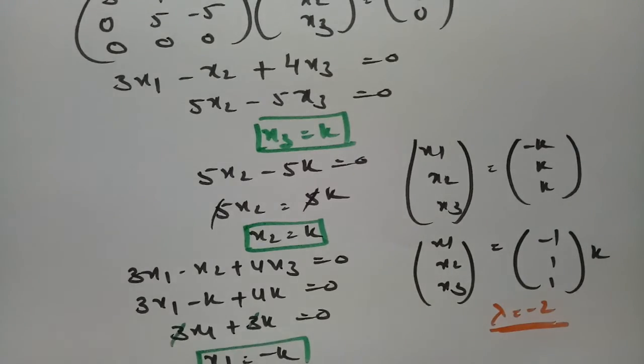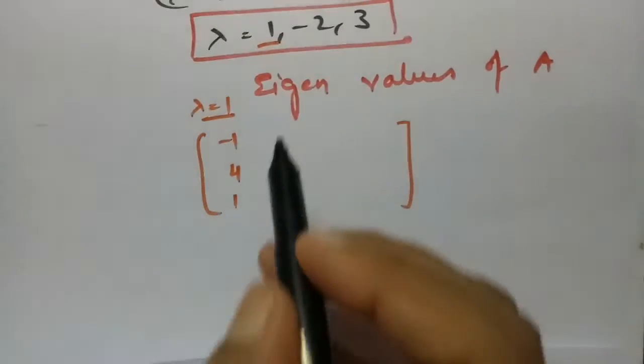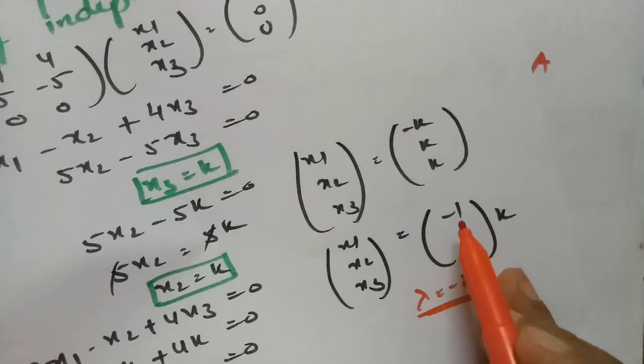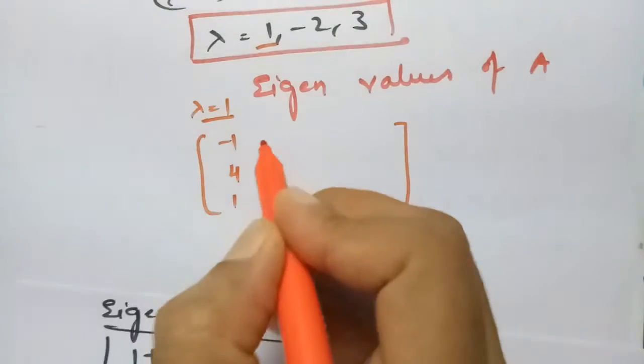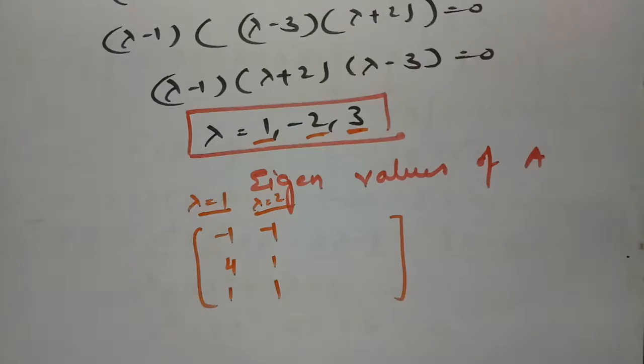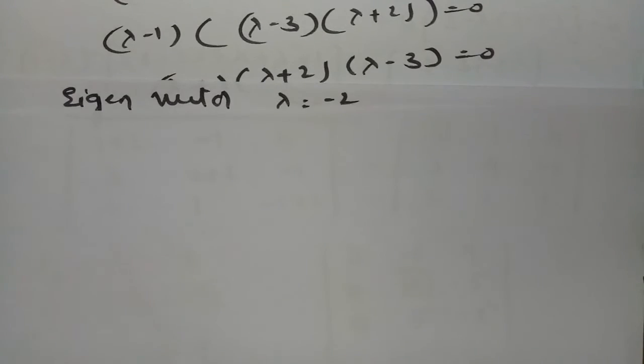So now I have to substitute. So here for lambda is equal to -2, what is the vector here? That is -1 1 1. So this is -1 1 1 for lambda is equal to -2. And next I have to go with lambda is equal to 3. So the eigenvector now corresponding to lambda is equal to 3. Now let's go for that.